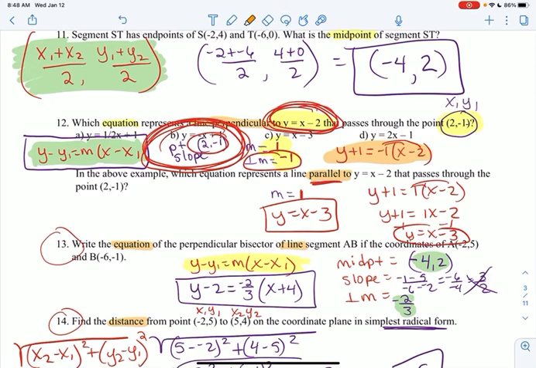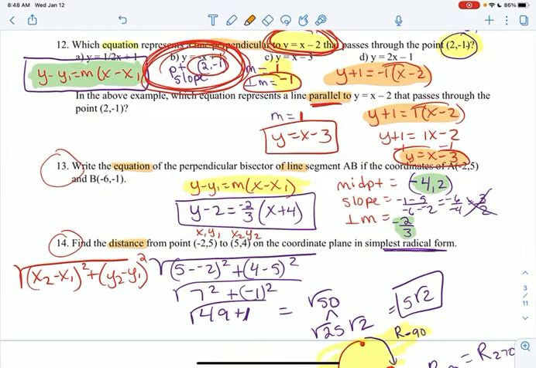In the above example, so same example, what equation represents a line that's parallel? Well, parallel lines have the same slope, so I'm going to take a slope of 1 and the same point, 2, -1, and I plug it in, and then my answer would be y equals x minus 3, which was choice C.